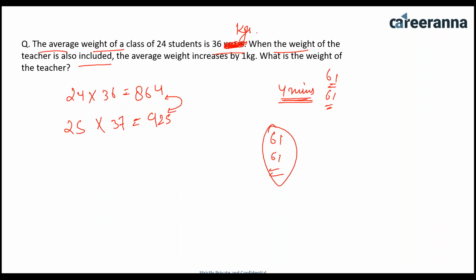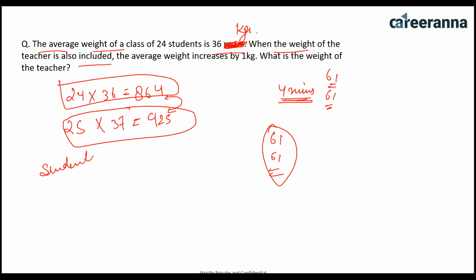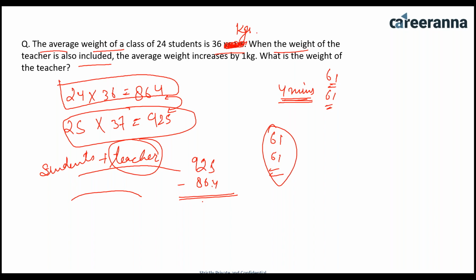What is the difference, guys? See, this is total weight of students, and this is total weight of students plus teacher. 925 minus 864, students plus teacher minus students will give you teacher. It is 36 plus 25, which is 61. People, you will be getting the recording. Don't worry, it will be done till this weekend. So answer for this question is 61.